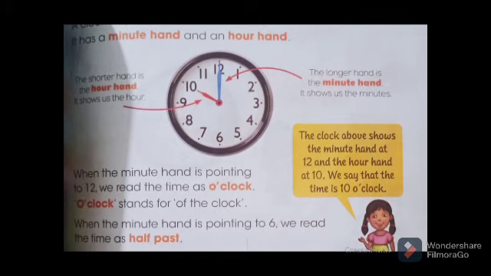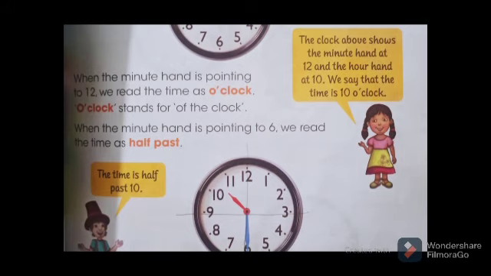And if the minute hand is on 12 and the hour hand is on any number, like if the hour hand is on 3 and the minute hand is on 12, then we will read it as 3 o'clock.